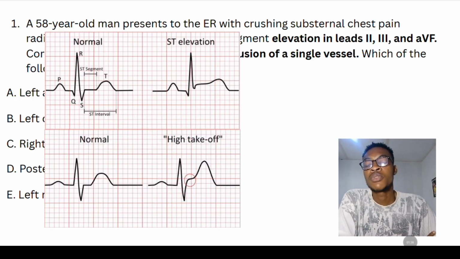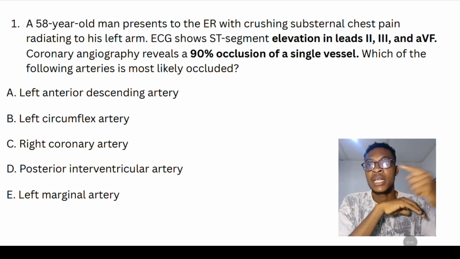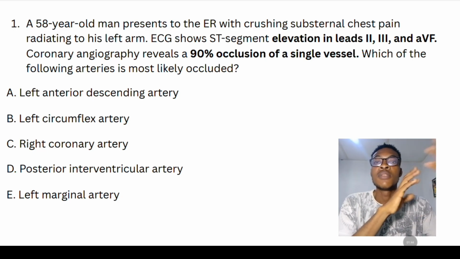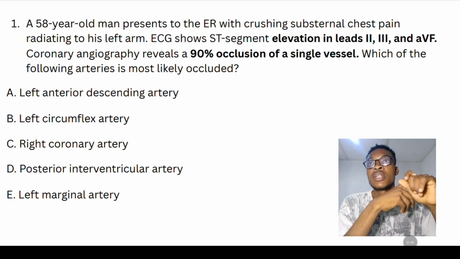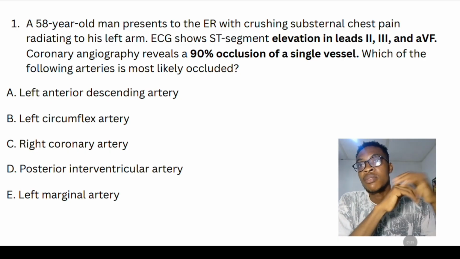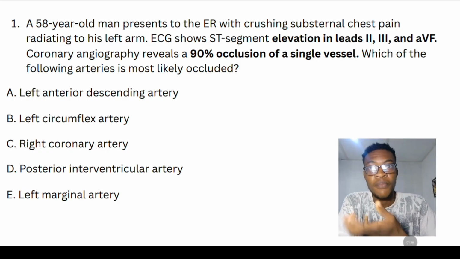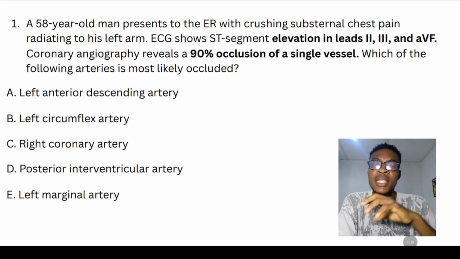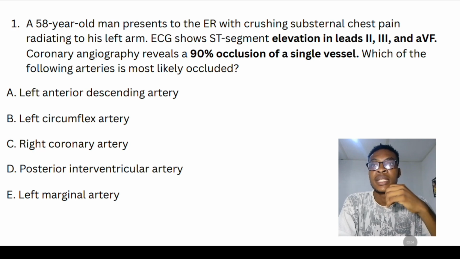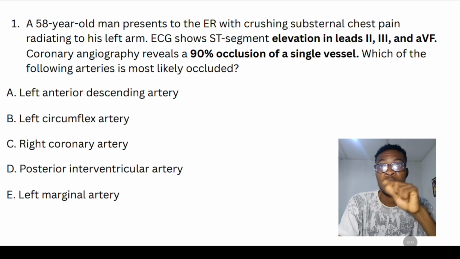The left circumflex artery supplies the left part of the heart actually, and an occlusion to this artery is going to cause elevation in leads 1, V5 to V6, right? And option C says right coronary artery. Now, the right coronary artery supplies the inferior part of the heart, and it takes off a branch known as the posterior interventricular artery. And when there's an occlusion to the right coronary artery, it's going to lead to elevation in leads 2, 3, and AVF, which is what's in the question.